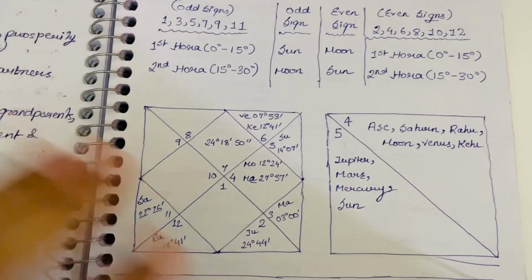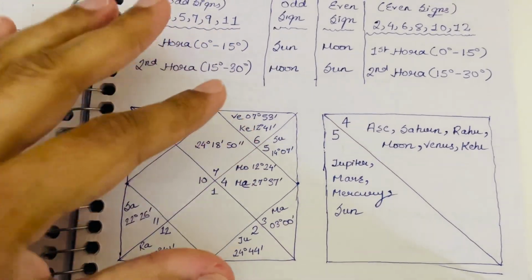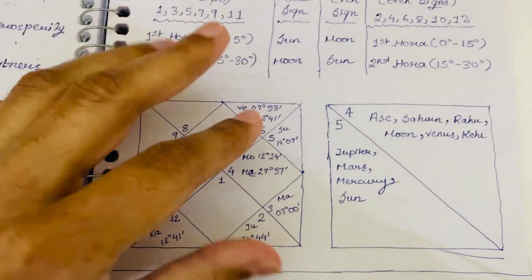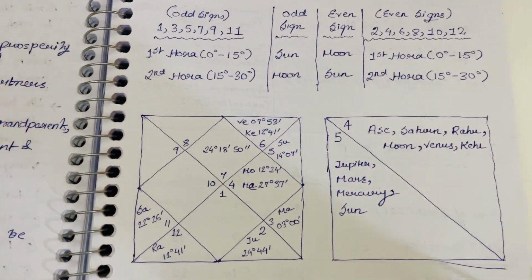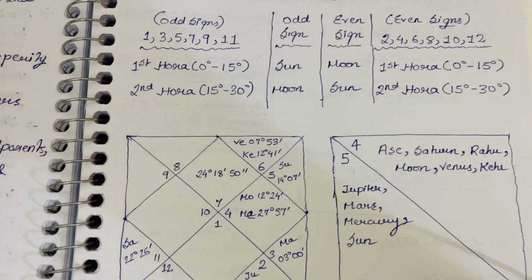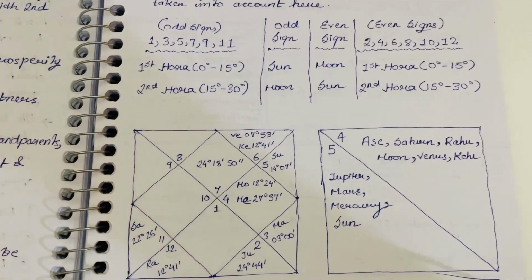Now, I have to place all of these, whatever you are seeing in the D1 chart, in the Hora chart, in these two houses. What's the process? What's the principle? What's the theory? Let's understand that.